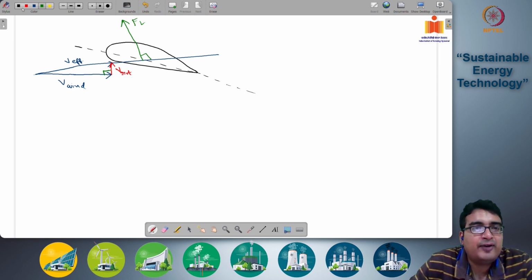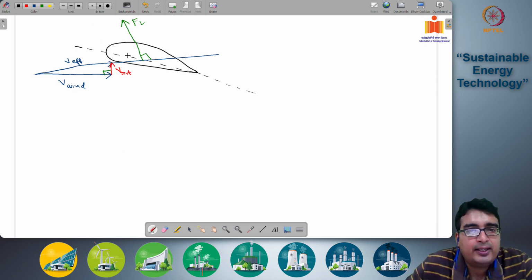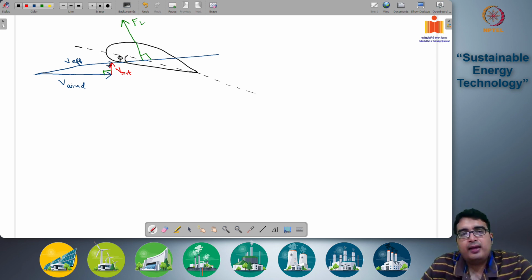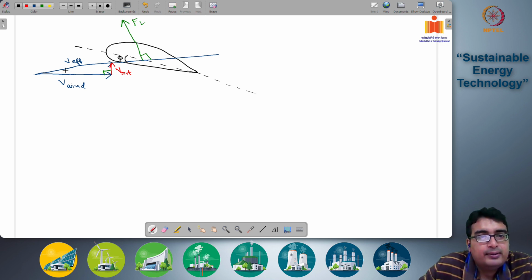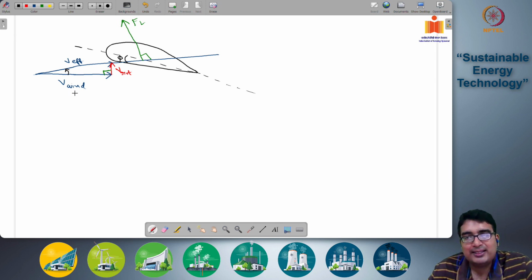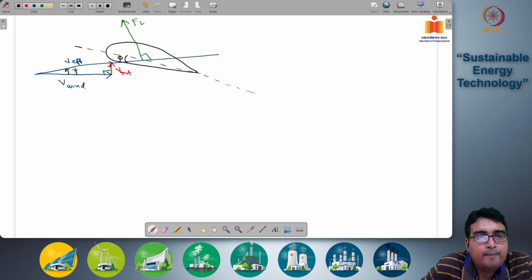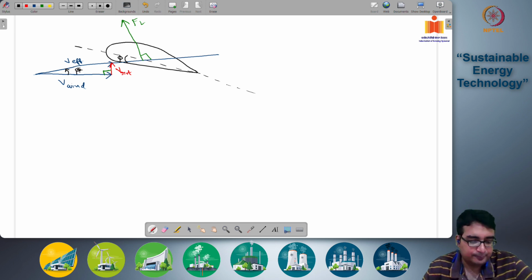and what is the angle of attack? The angle of attack, phi, is this one, between the chord line and the effective velocity of the wind. Okay, so that's the angle of attack. And the angle between the wind velocity in the stationary frame of reference and the effective wind velocity with respect to the blade is called beta.